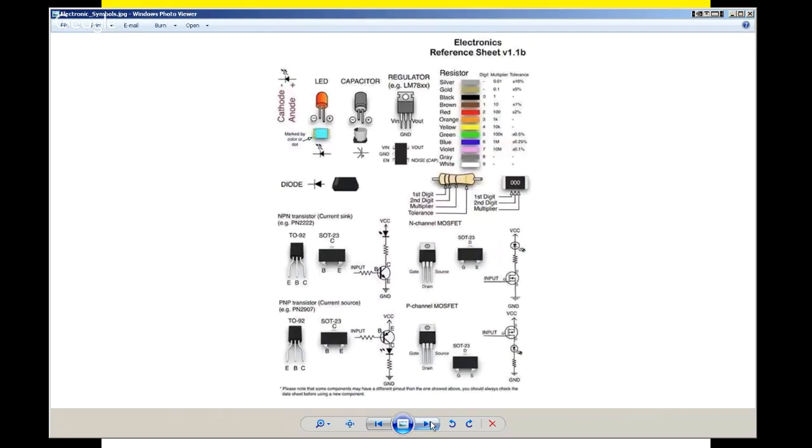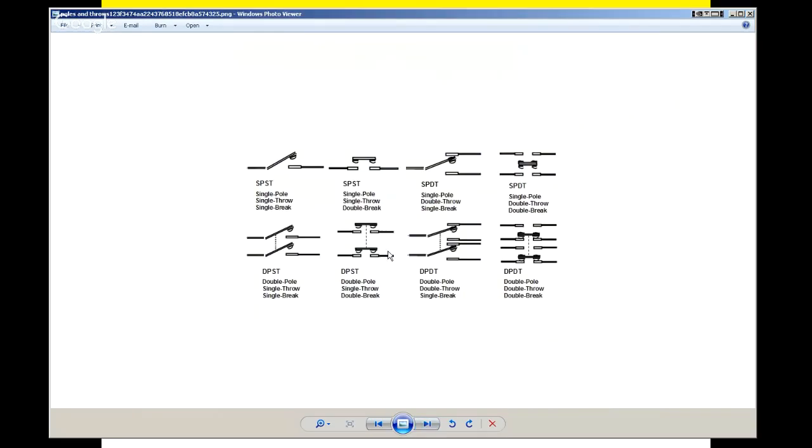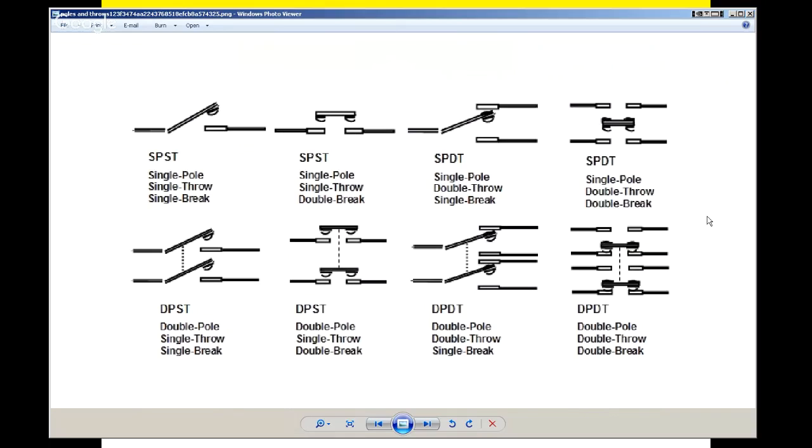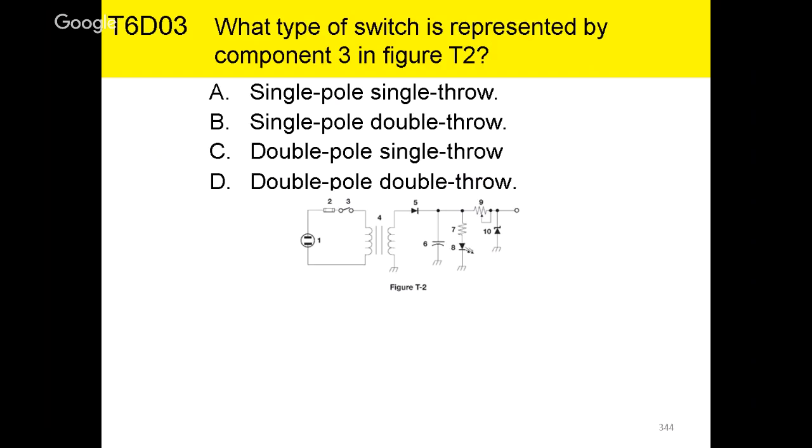Let's see. Did I have any others? There's another. Yeah, explains it. I'll put these up there as well. This gives you a little bit more description of the different types of switches that are out there. So we'll put that in there.